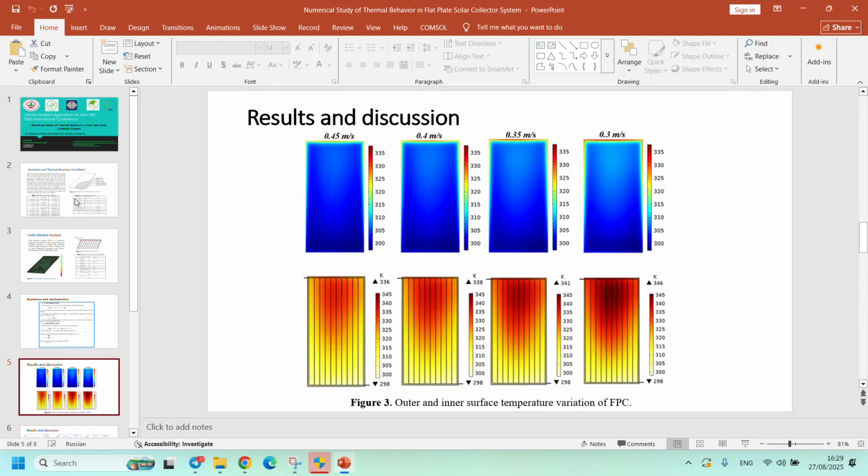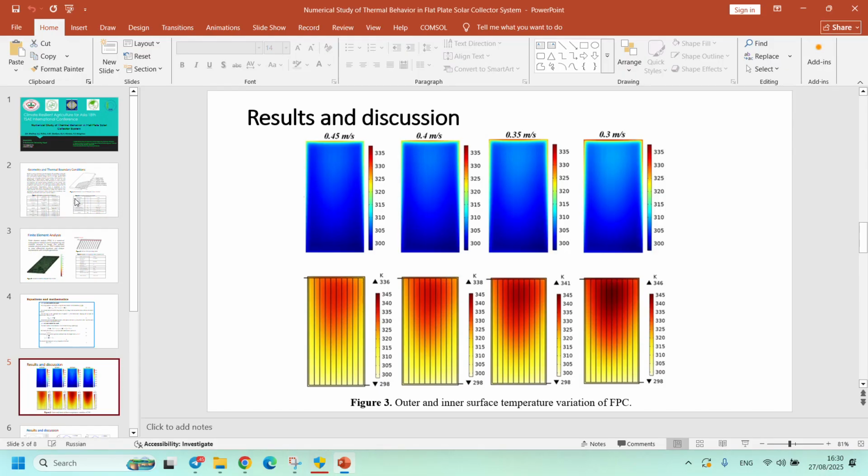Let's turn to the results. In Figure 3, you can see the outer and inner surface temperature variation of the flat plate solar collector. You can see the outer surface is lower than the inner one because, as I have mentioned, the inner surface is made of black coated aluminum, and it can gain more heat to enhance the thermal performance of the flat plate solar collector.